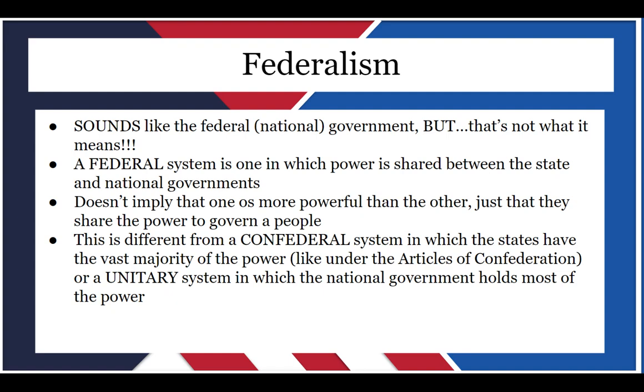This is different from a confederal system, in which the states or the more local government units have the majority of the power. This is what we had under the Articles of Confederation. You recall I said in the last couple of videos, it made for a pretty weak central government that was unable to respond to crisis. Also different from a unitary system. A unitary system is one in which the national government holds most or all of the power, and local governments have little to no power at all. Okay, so we have this federal system in which there's shared power between the state and the national government.